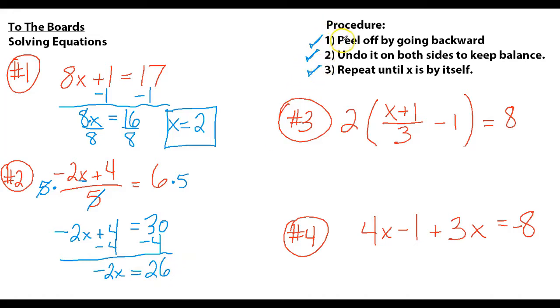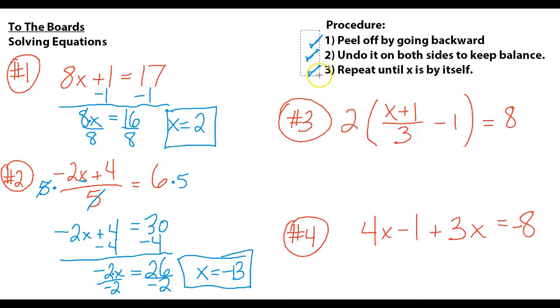Repeat! We'll come back up here. We need to peel off again. To get x by itself, we're going to peel off a negative 2. So the opposite of times by negative 2 is divide by negative 2. So we'll divide both sides by negative 2, leaving us with x equals negative 13. That's our answer for number 2.